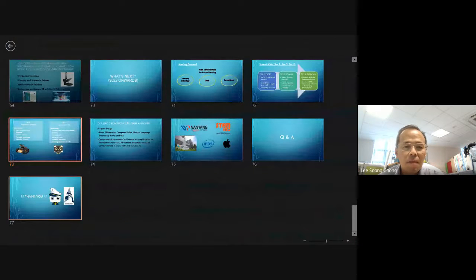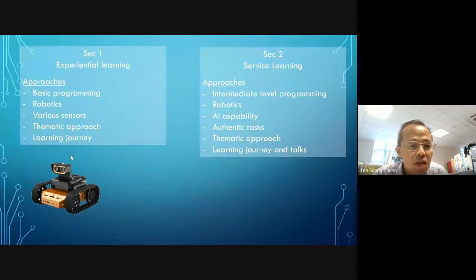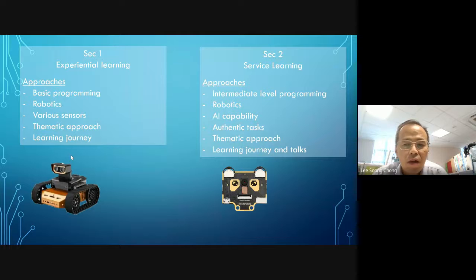This is what our Sec 1 and 2 students learn. In Sec 1, they learn basic programming and the construction of robots, which is very important. They also need to apply various sensors in various situations, according to our thematic approach. For every lesson, we have a theme for them to embark on. For example, if they want to design something to guide the visually impaired elderly, they will use a robot as well as the ultrasonic sensor in this project.